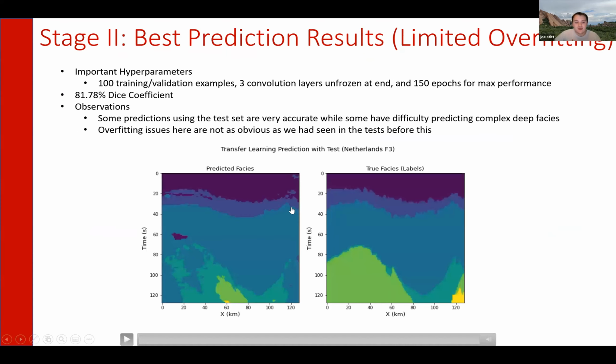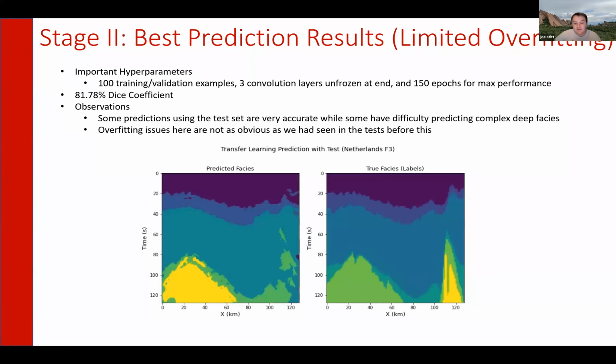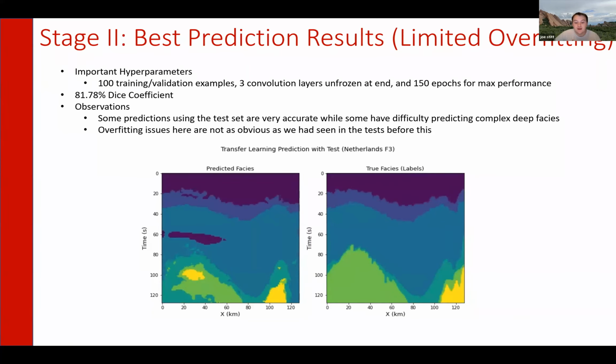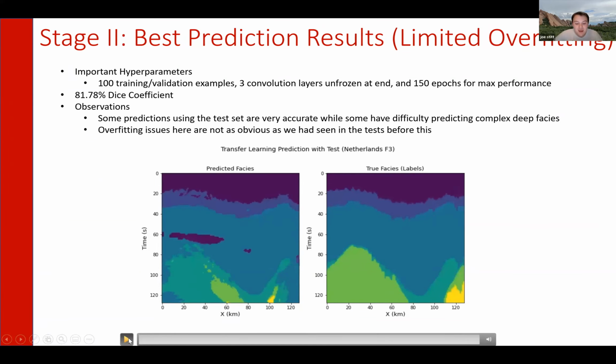And so with the results of that here, in this process, we had to tune our learning rate, number of epochs, number of frozen layers, and input examples to find the best prediction scenario with a limited number of input examples to make this transfer learning process justified. We will start this movie of slices based on only 100 training and validation examples inputted, with our 3 convolutional layers unfrozen in this case. And we actually obtained an 81.78% dice coefficient based on our test data set. Overall, we were able to accurately predict the near surface layers, which on average were highly accurately predicted, with many of the complex, deeper facies predicted fairly well as well.